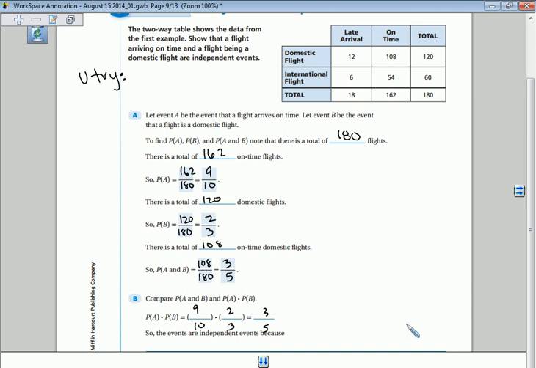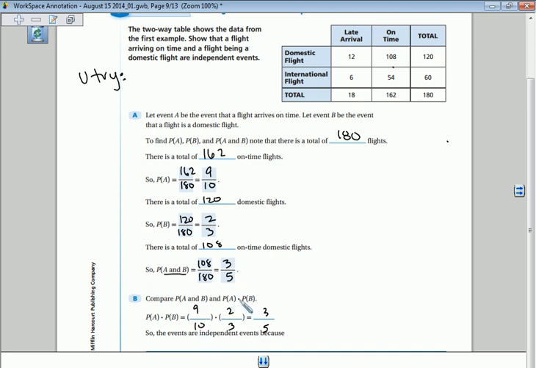And then, do you see how this last one, on-time domestic flights? Now we're inside the table. We're looking at this number, on-time and domestic. So this right here is going to give us the probability of A and B, because we're reading inside the chart. Does that make sense? So on-time and domestic is at 108 out of 180. It's 3/5.